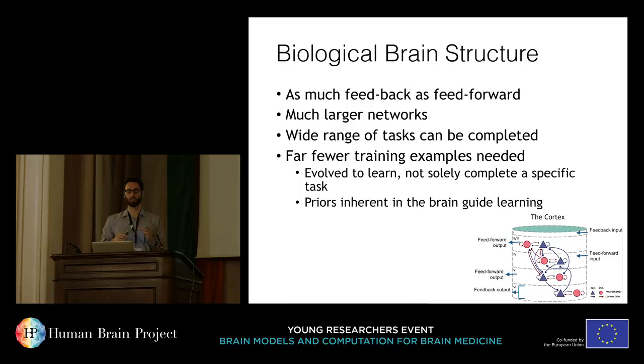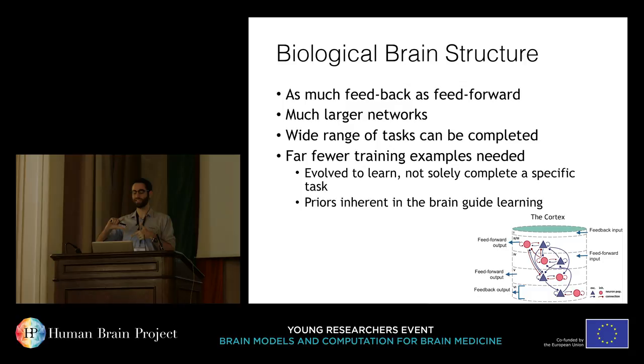And when you compare this to mammalian brains specifically, they're huge networks, which are much bigger than deep neural networks. And they can also tackle a wide range of tasks. So AlphaGo was very specific in the task that it did, and it did manage to beat human counterparts, even the world champion in Go. But a simple change of the board size, moving from a 19 by 19 board to an 18 by 18 board, rendered it completely useless.